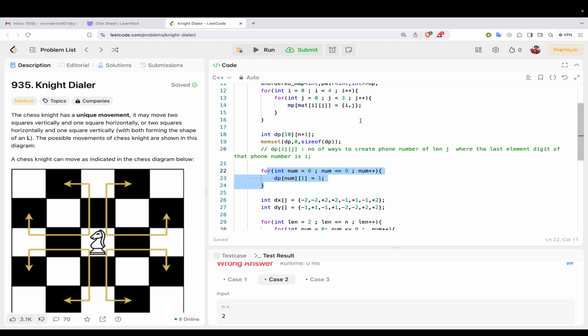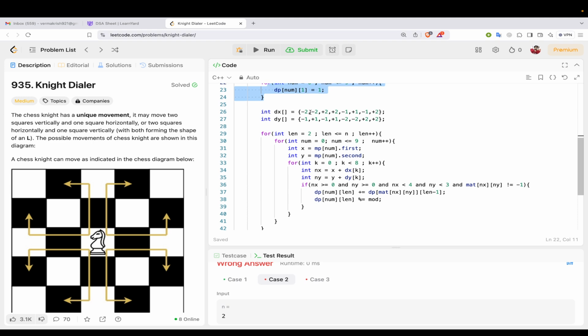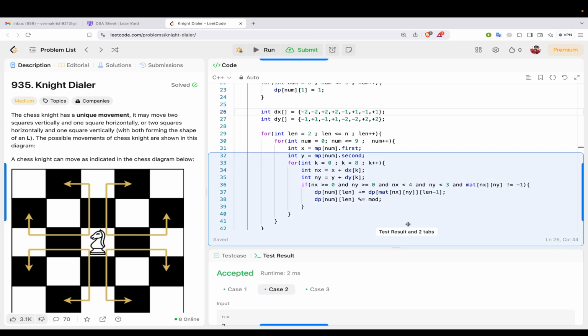Now let's look at the dx array. -2, -2, -1, +1, that's fine. -2 means up and -1, +1 means the y coordinate. +2, +2 means down, -1, +1. -2 means left, and then -1, +1. That is also true. And +2 means right, and -1 and +1. So while writing code you have to be very focused, because now it is giving the correct answer.